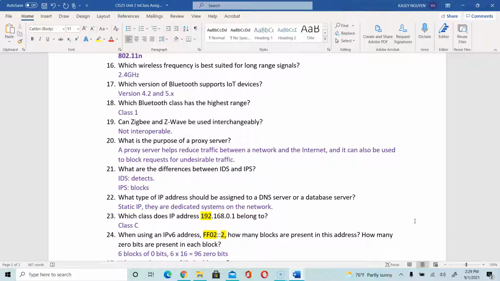21, what's the difference between the IDS and the IPS? The IDS detects threats where the IPS blocks threats. So those are the two main things that we would recognize with the IPS, which is intrusion prevention system, and IDS is intrusion detection system.